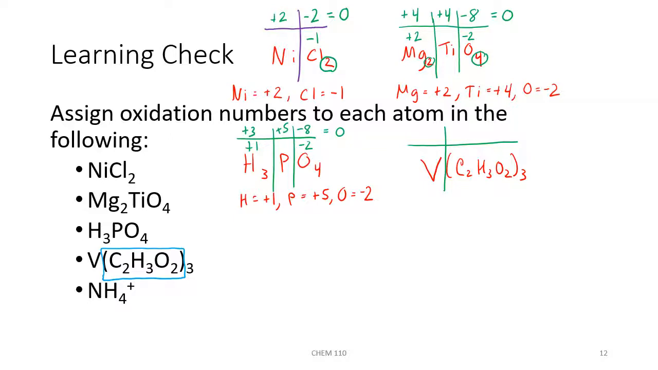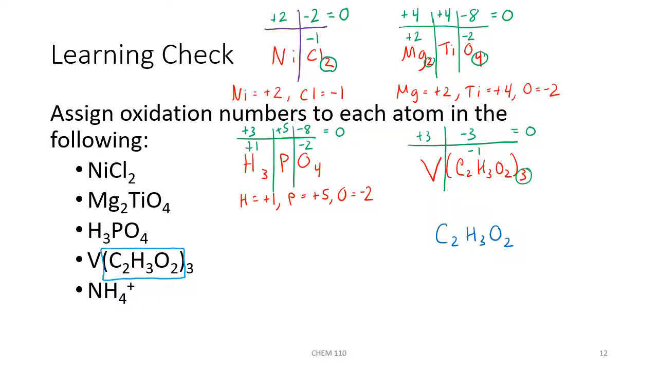Acetate has a charge of -1, and the oxidation numbers of all the acetate must add to the charge on that ion, so they'll all add to -1. There's 3 acetates in this compound, so the total of the acetates will be -3. Since the sum of the oxidation numbers for this compound must add to 0, the vanadium must also be +3. Now we can consider the acetate separately.